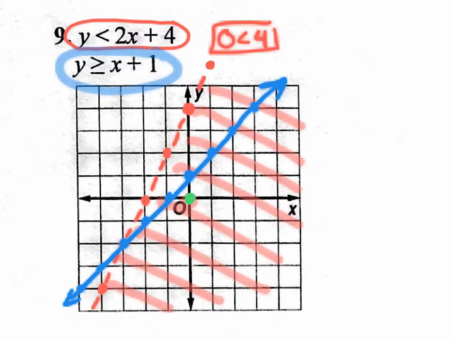So what I need to do is test the point 0, 0 again. And when I test 0 for x and 0 for y, it's going to say 0 is greater than or equal to 0 plus 1. Now what is 0 plus 1? It's just 1. So is 0 greater than 1? No. So I need to shade in the other side. Right? I don't want to shade in this side. I want to shade in the other side of the blue line. So I'm going to shade in the other side lightly up here, the top part of the blue line.